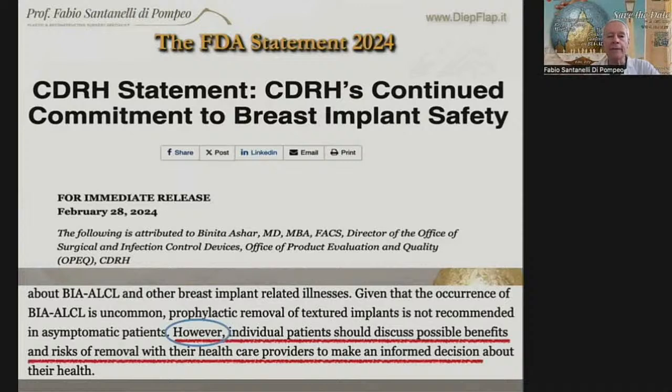So this is the first time that the FDA recognized that there can be a risk-reducing role for a prophylactic procedure in specific patients, not in all. Exactly what we claim in our study.